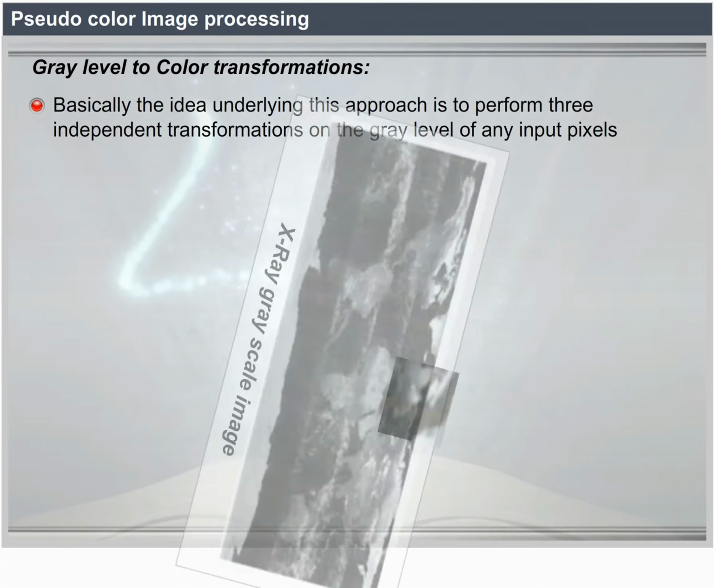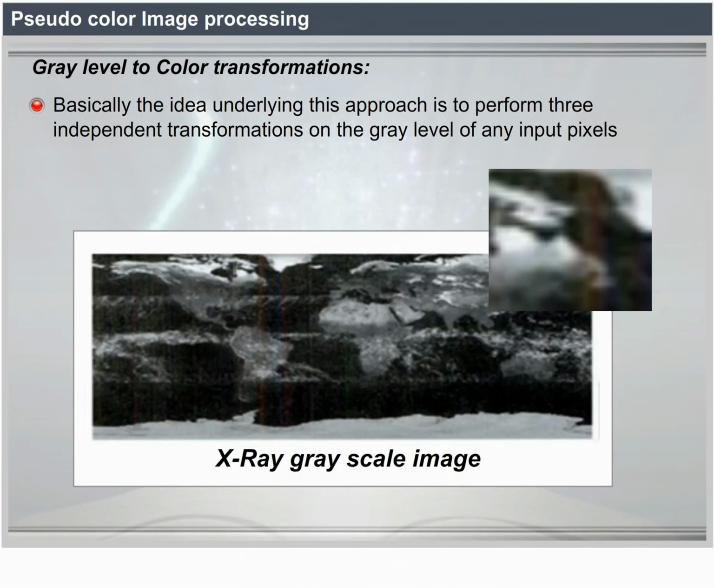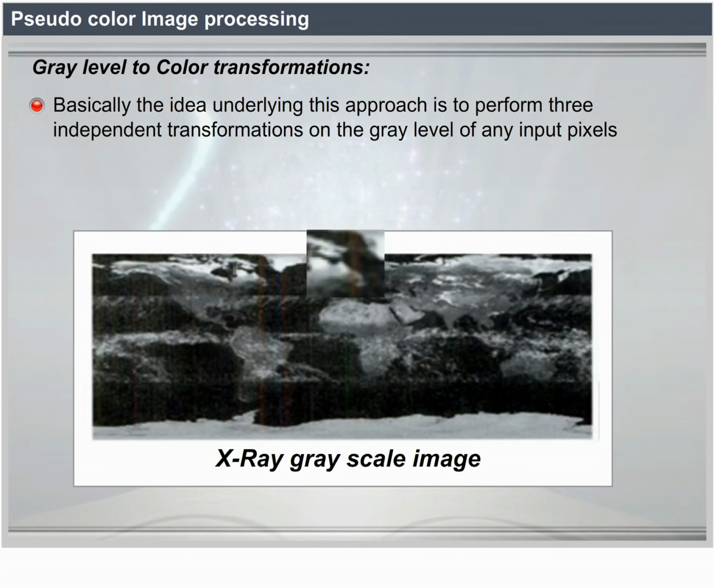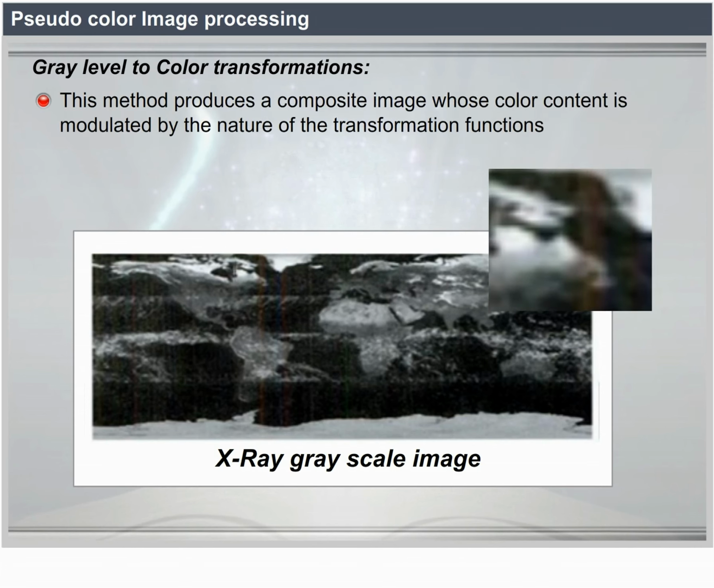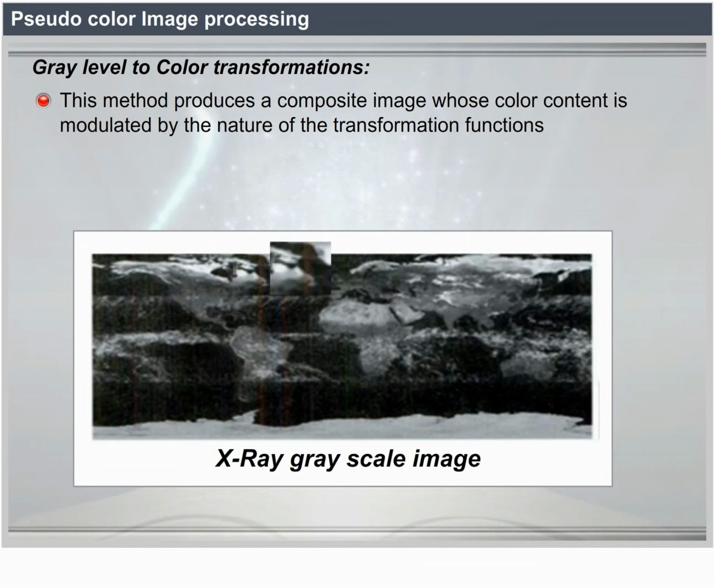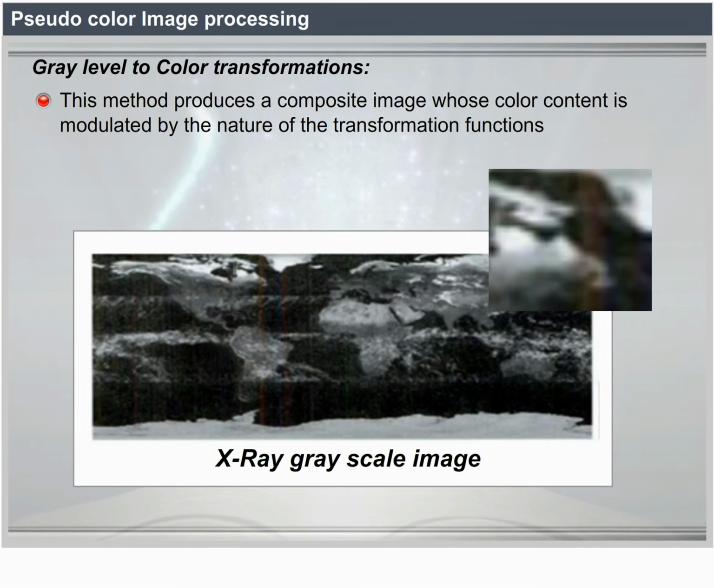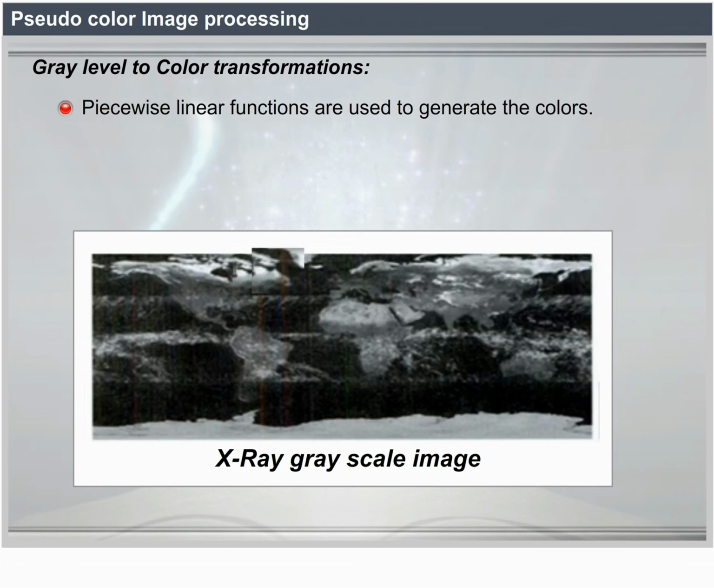Gray level to color transformations. Basically, the idea underlying this approach is to perform three independent transformations on the gray level of any input pixel. This method produces a composite image whose color content is modulated by the nature of the transformation functions. Piecewise linear functions are used to generate the colors.